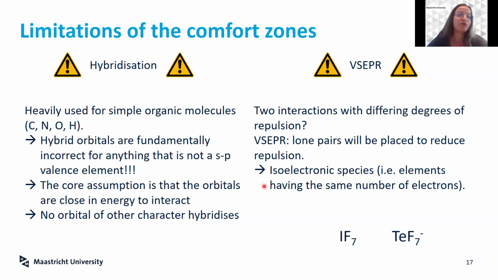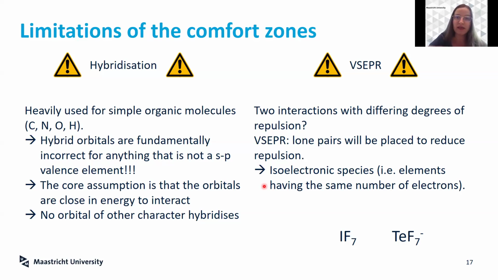Now, why do we want to move away even from this comfort zone? Because hybridization is used heavily in organic chemistry. It's a good approximation in organic chemistry, but anything that doesn't have an sp valence shell, so doesn't have those types of orbitals as the threshold orbitals interacting with everything else, will not be accurate. And hybridization does not work if you don't have that type of valence.